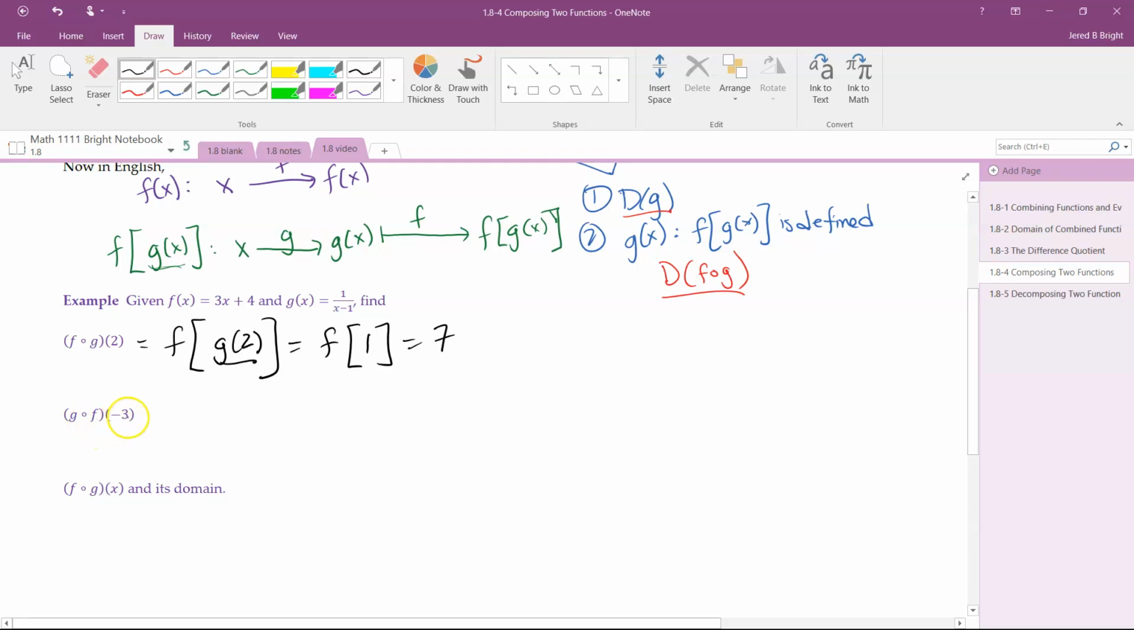Okay, try g of f of minus 3 on your own. And here's the value of the function, minus 1/3.